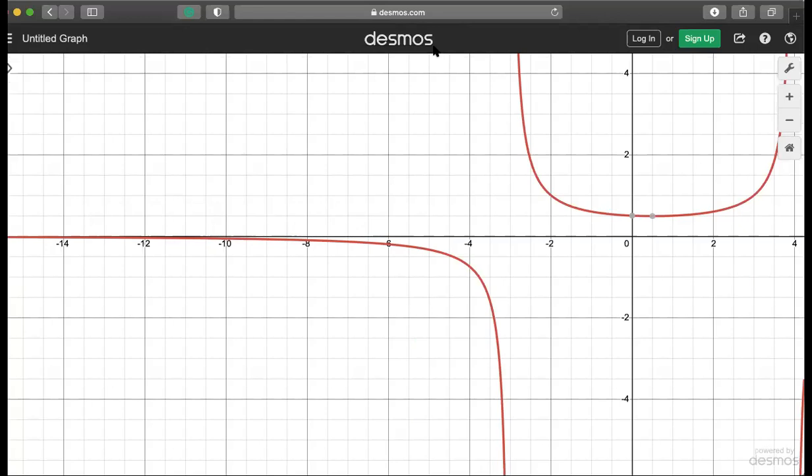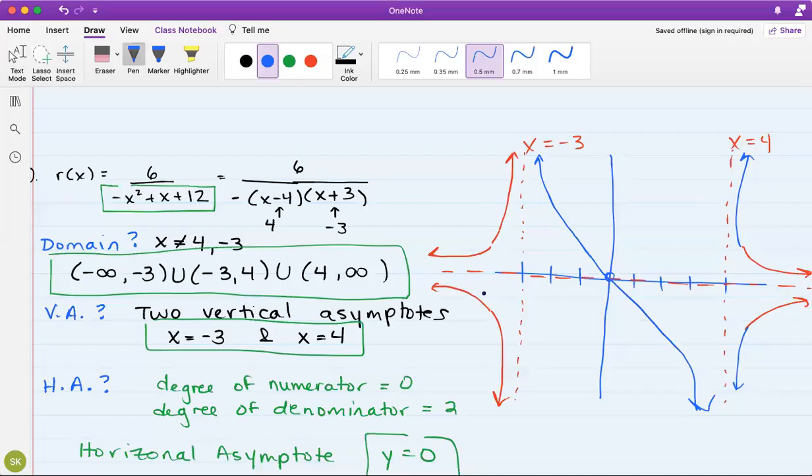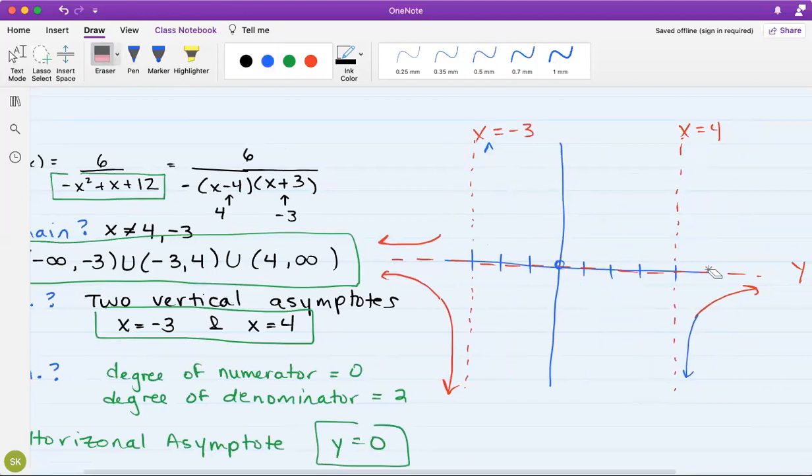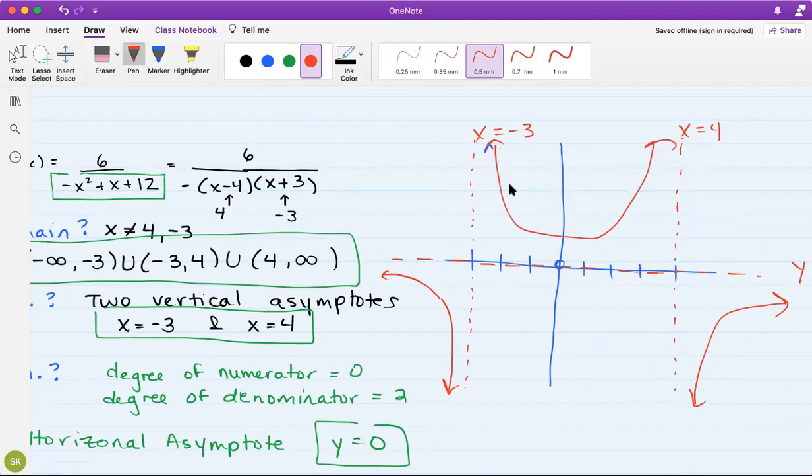Okay, let's switch back to this OneNote. So we saw that what actually happened was we had something like this. And again, we're going to learn how to sketch that later on.